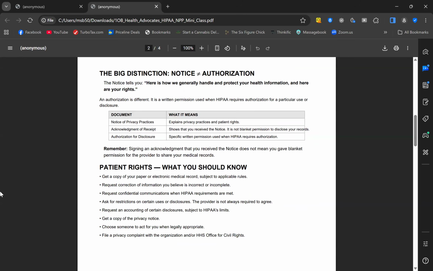Here's the distinction between a notice and an authorization. The notice tells you, here is how we generally handle and protect your health information, and here are your rights. That's the notice. That's the one they're going to give you. An authorization is different. It is written permission used when HIPAA requires authorization for a particular use or disclosure.